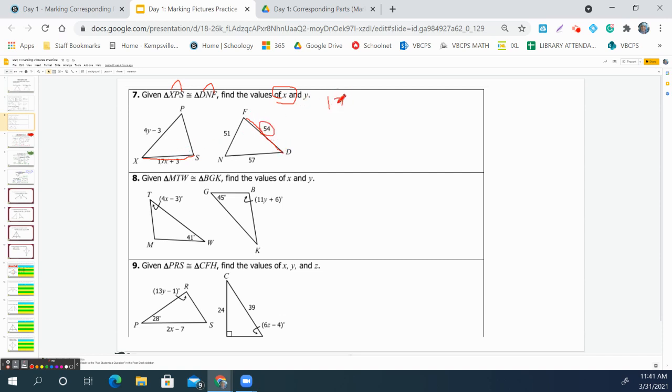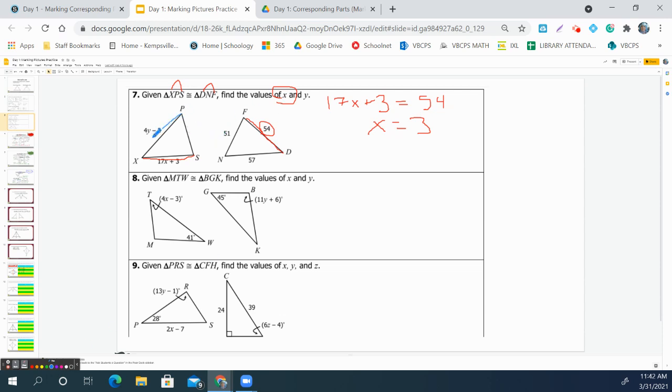So 17x plus 3 equals 54. How do I solve that? Subtract 3 and divide. So what's x equal? Because I know everybody's pulled out their calculator and they've done 54 minus 3 divided by 17. What is it, Dalton? I got 3 as well. Okay, so x equals 3.